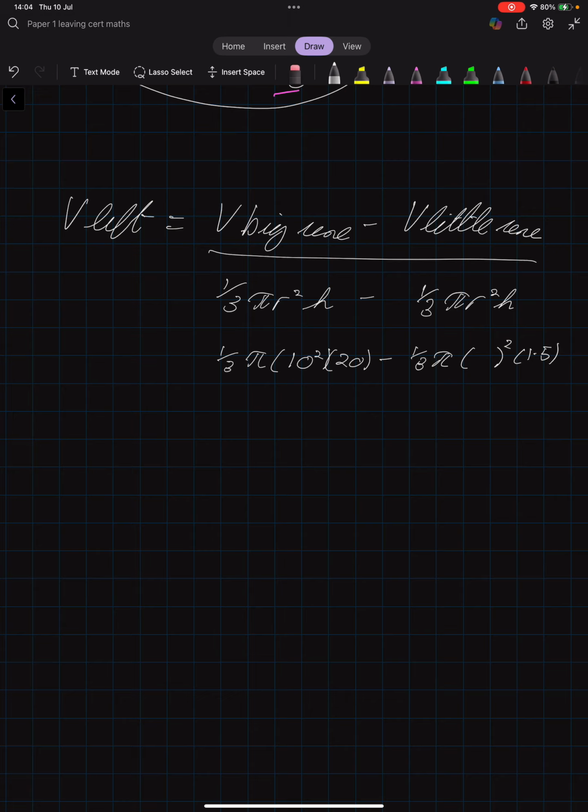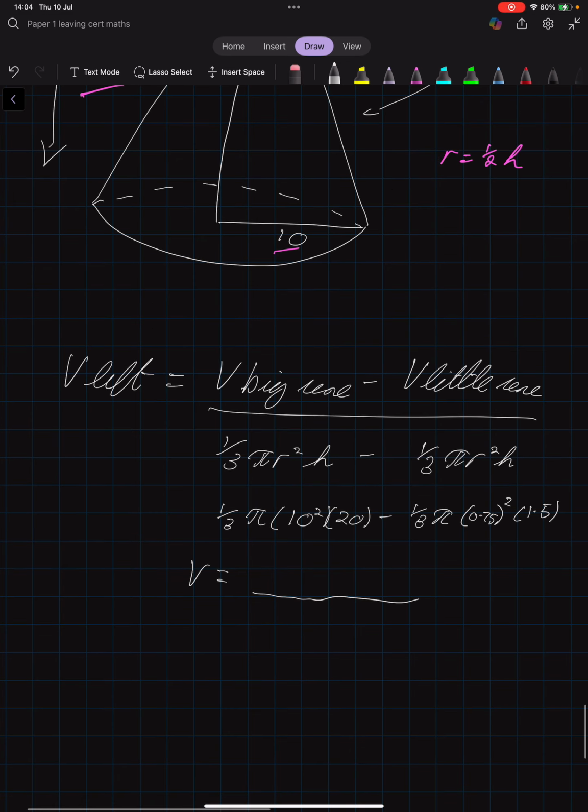So in here we'll go 0.75. And so the volume is just equal to whatever that comes out to be. So just plug that into your calculator one at a time, and then it'll turn out to be whatever it is. Okay. So hopefully that's all grand.